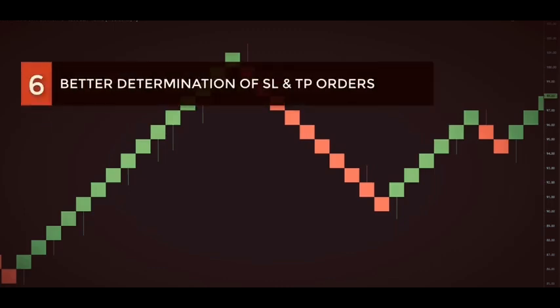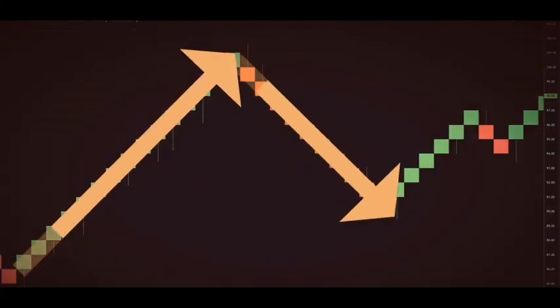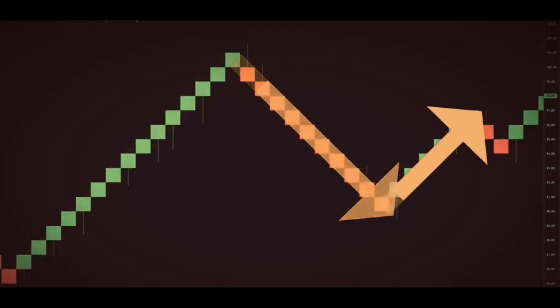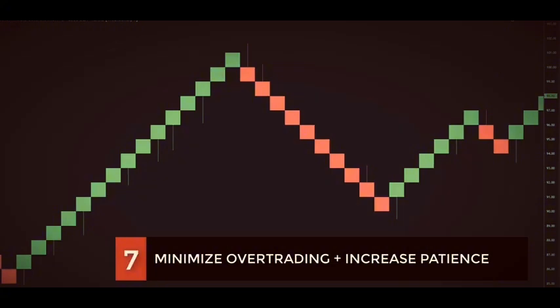One of the most important advantages of Renko charts is a better determination of stop losses and take profit targets. With Renko charts, it's very easy to place your orders based on the previous bricks. You just have to time your entry and make sure your orders are placed accordingly. Also, what I've noticed over the years is that Renko trading minimizes overtrading and increases patience, which will make you a better trader overall.